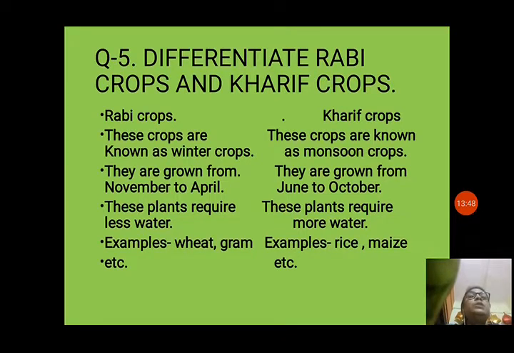Third, rabi plants require less water, that's why they grow during the winter season. Kharif crops require more water, so they are grown during the rainy season. Examples of rabi crops are wheat, gram, etc. Examples of kharif crops are rice, maize, etc.